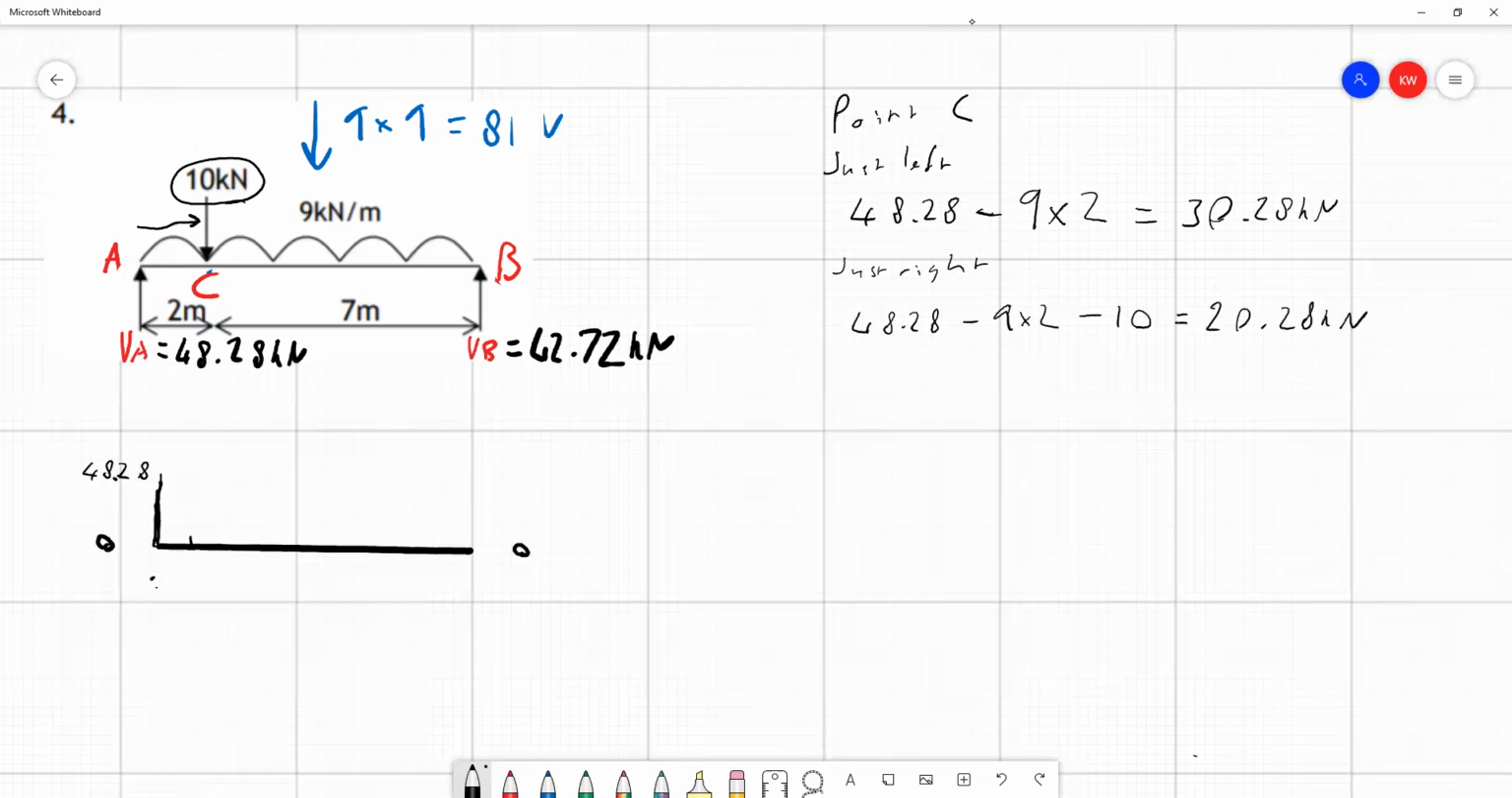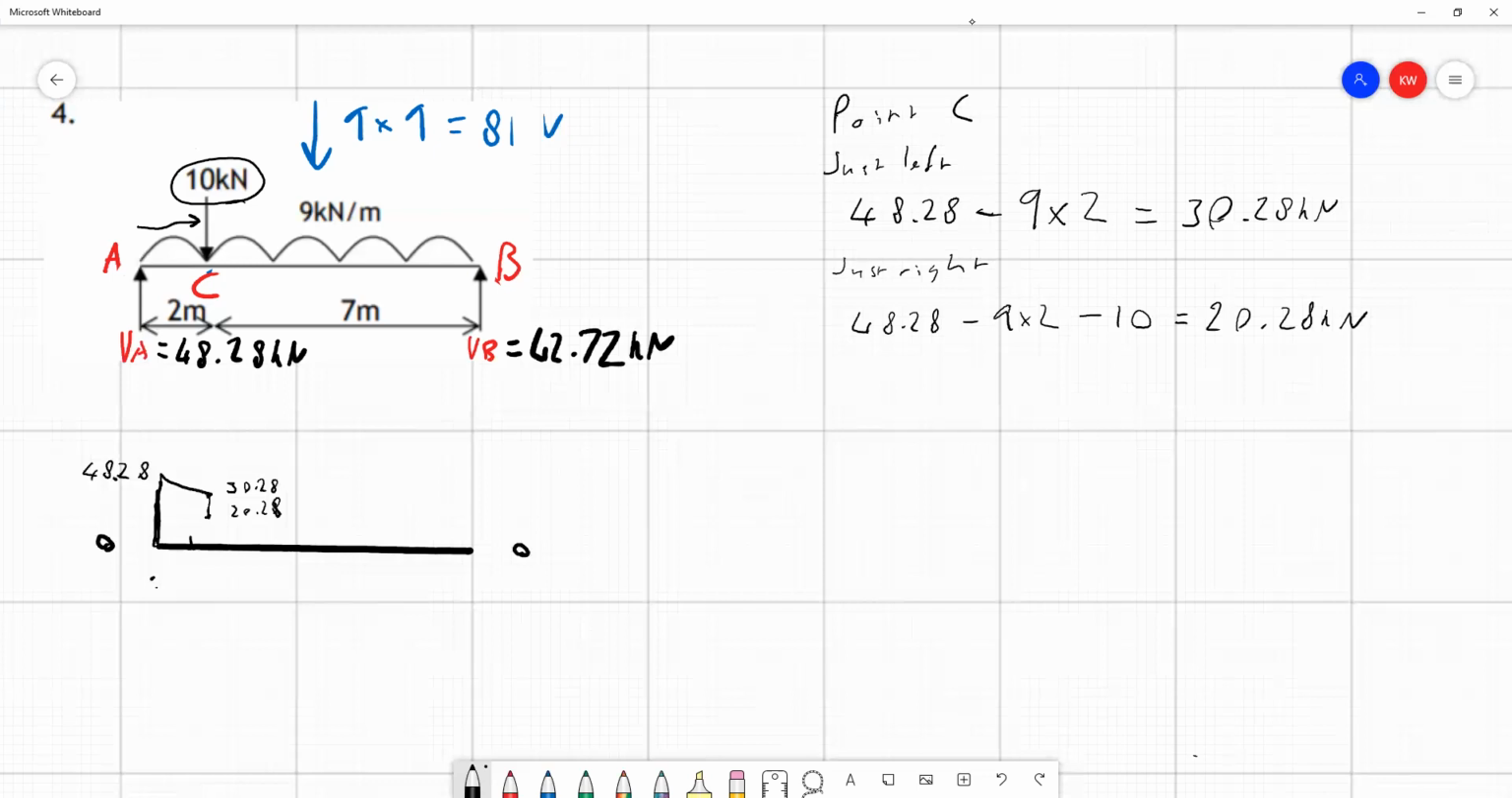So how we plot this on our shear force diagram is at point C, we plot 2 points. First of all, we plot a point about here, which is going to represent 30.28. And we plot another point here, which represents 20.28. And because they're at the same point, we draw a horizontal line connecting them both. And when we're considering moving from A to C, when we've got a UDL, we draw a straight line sloping down. So that's how we represent the UDL on our shear force diagram.